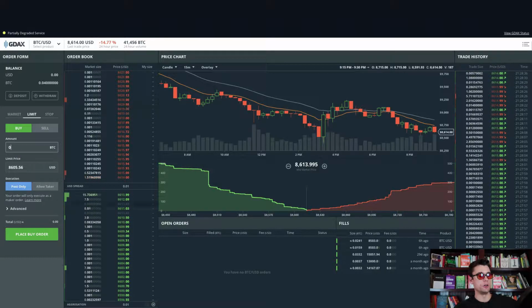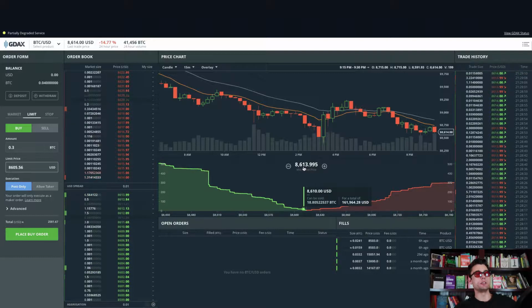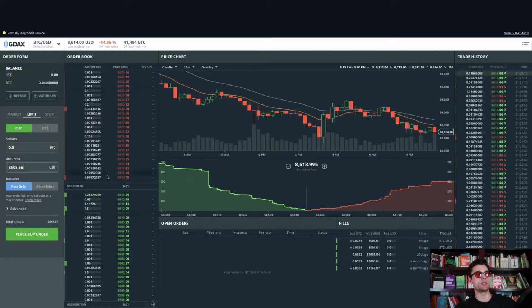So if you want 0.2 Bitcoin or 0.3 Bitcoin, then you'll see, okay, this is the total amount of USD that you'll be paying for the 0.3 Bitcoin at this price. Now, sometimes this price that you put in right here, the market will be going so fast that by the time you put it in, it'll be already below it. Right now it's not. Right now it's at 613, but sometimes it could go all the way down to like 600. And if you see that, you have to check before you place your buy order.